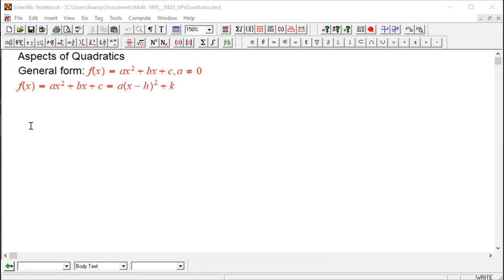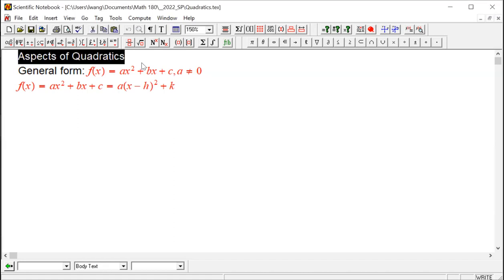Hello. In this lesson, we're going to talk about the aspects of quadratics. So what are the aspects of quadratics? Well, first we're going to talk about the sketching of the function, okay? Even though we can get the curve at our fingertips, I'd like to go over some of the aspects of the quadratics because this will relate to how you read the graph, right?